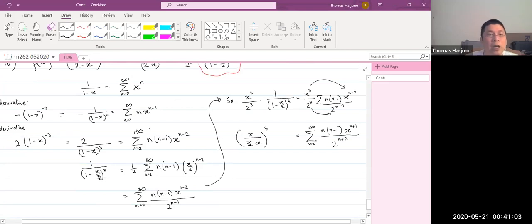Notice that I actually have it here. I actually have it there. Notice that I replace x by x over 2. The original radius of convergence is supposed to be 1, and I replace that x by x over 2. So my radius of convergence now becomes 2.